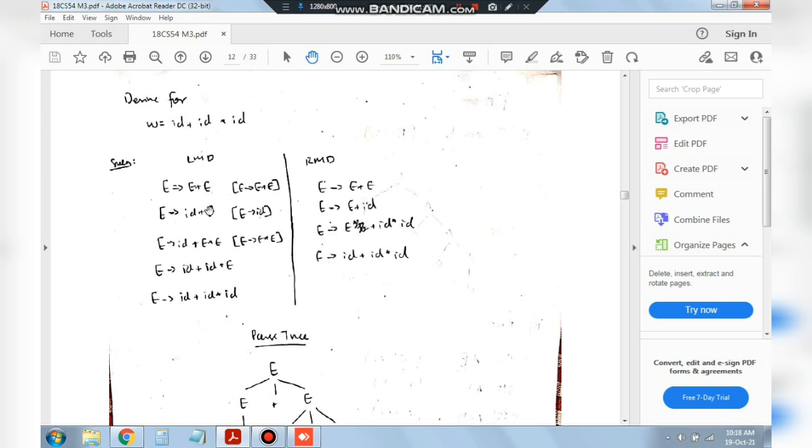In the right part we have only E, but in the final string what we have is ID into ID. So we need a star here. So E can be written as E star E. Okay. And after that we'll start from the left. The left part is substituted as ID, and the right part will be substituted as ID. Okay. So finally we'll have ID plus ID star ID. Okay. So this is the leftmost derivation.